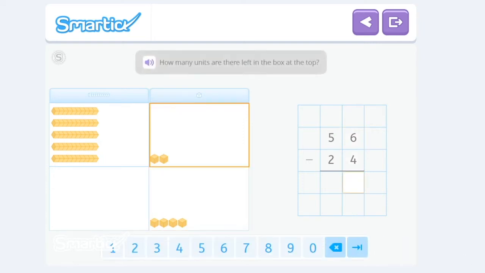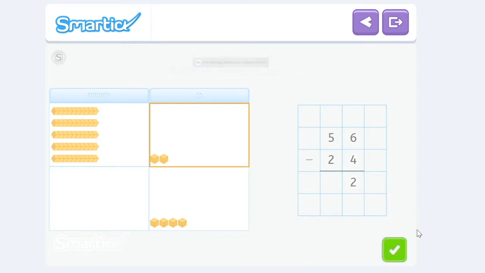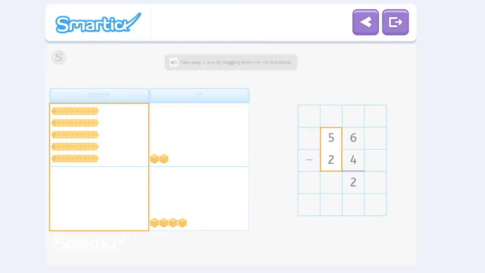How many units are there left in the box at the top? After you've entered your answer, press the continue button. There are 2 units left. 6 minus 4 equals 2. Now the tens. 5 minus 2. Take away 2 tens by dragging them into the box below. When you've done it, press the continue button.